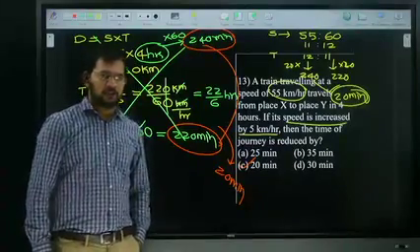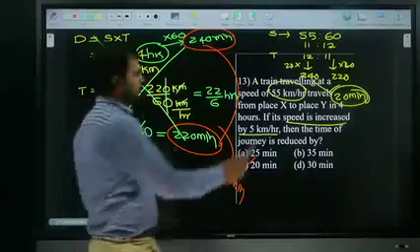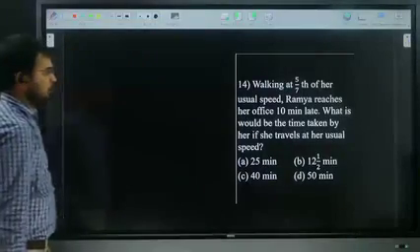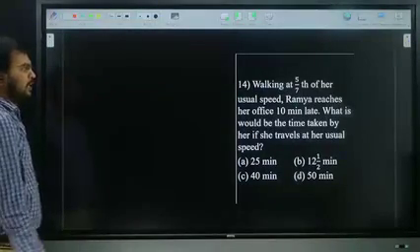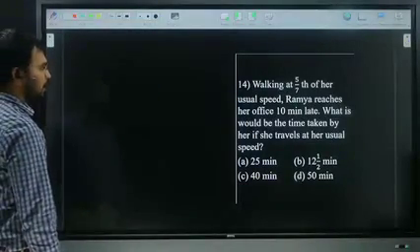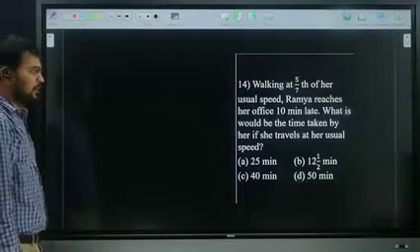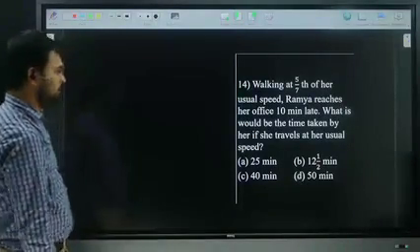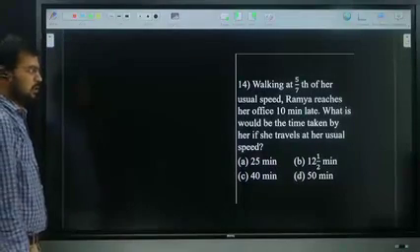Shall I go for the next question? Look at me. Walking at 5 by 7th of her usual speed, Ramya reaches her office 10 minutes late. What would be the time taken by her if she travels at her usual speed?